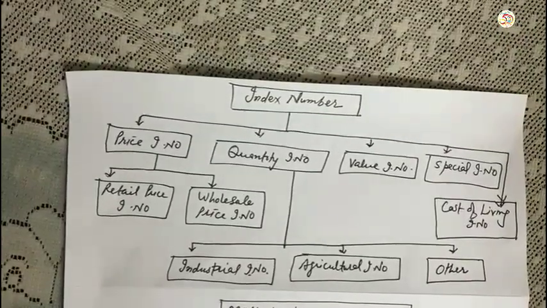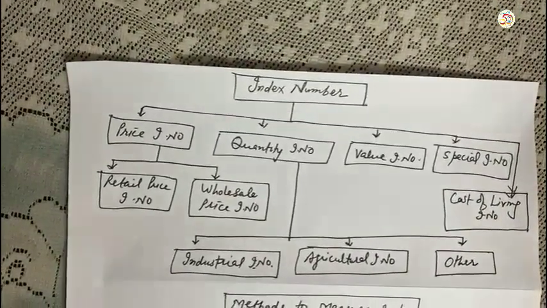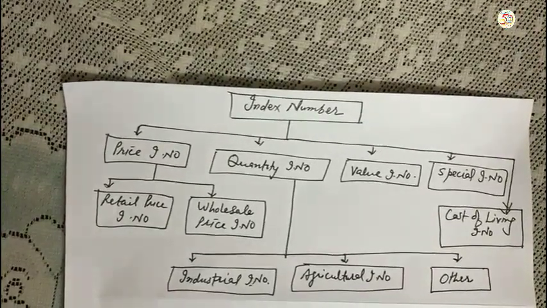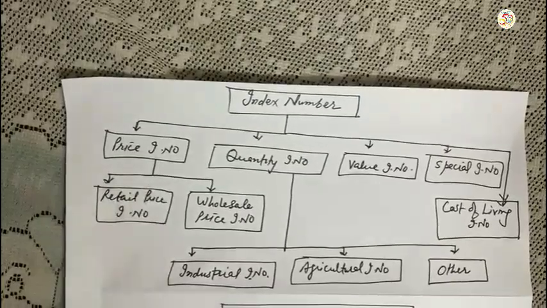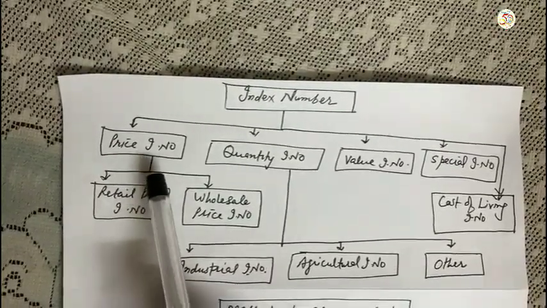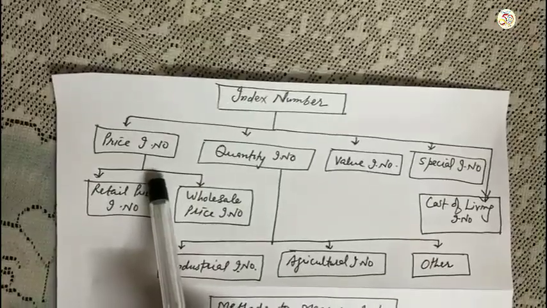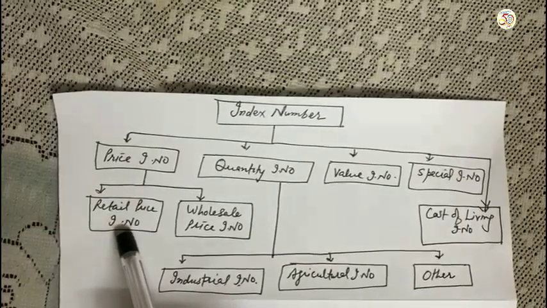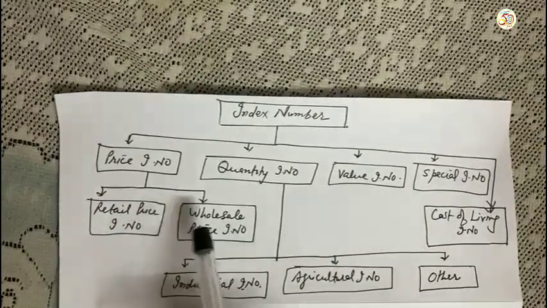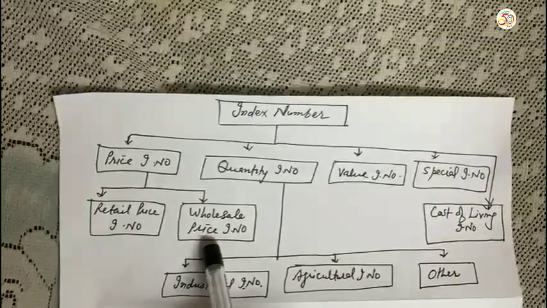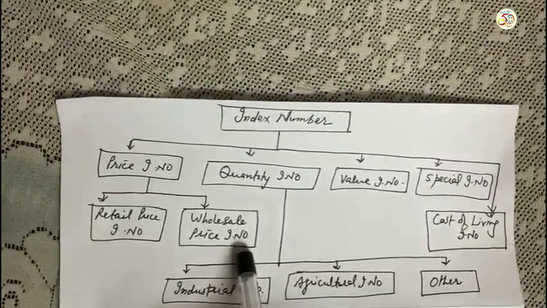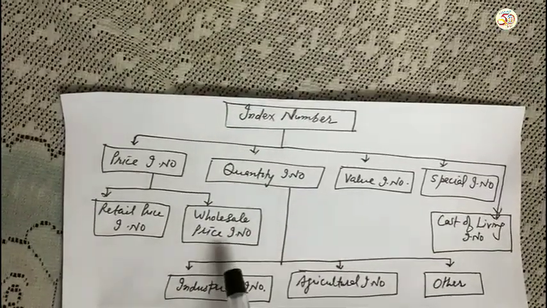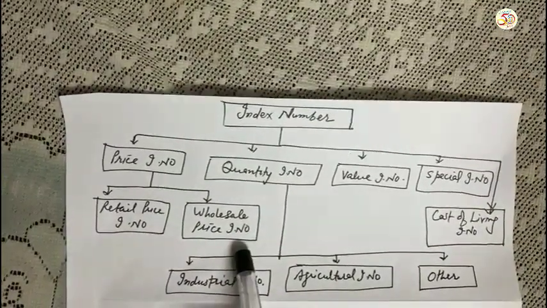Let us discuss the types of index number. Index number can be of various types, but generally it can be categorized into 4 parts. One is price index number. It measures relative changes in prices from time to time, place to place, or person to person. These prices may be retail prices, so retail price index. Sometimes prices may be wholesale prices, so wholesale price index number. The index number which we generally see in different newspapers is the wholesale price index, that is WPI.